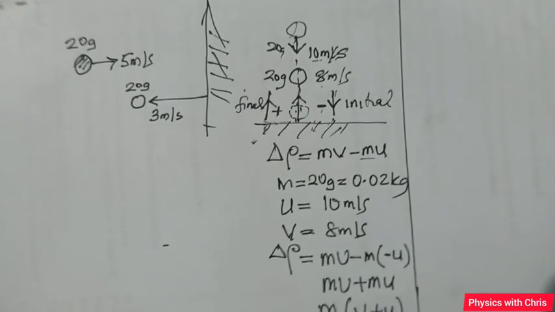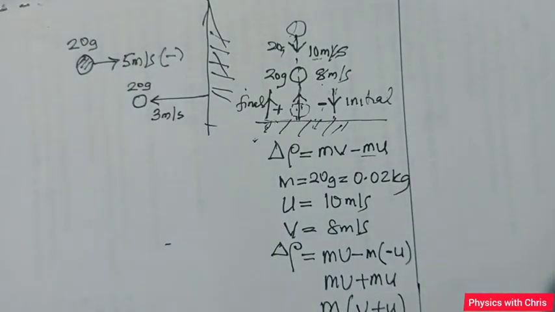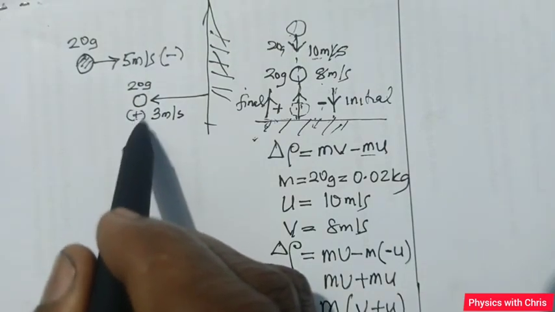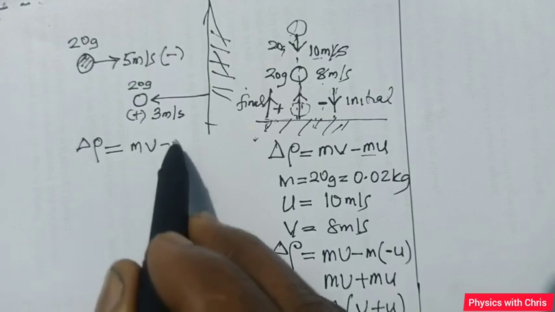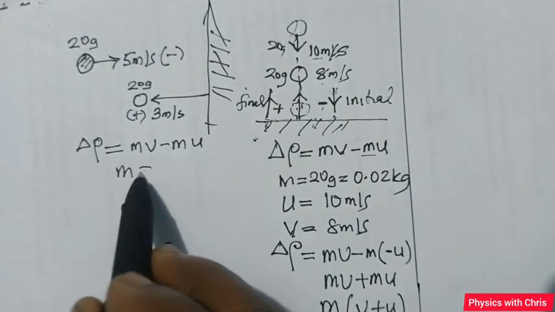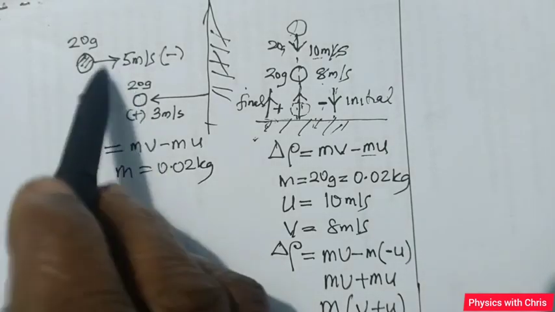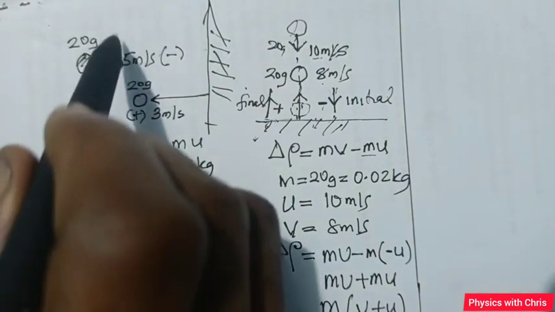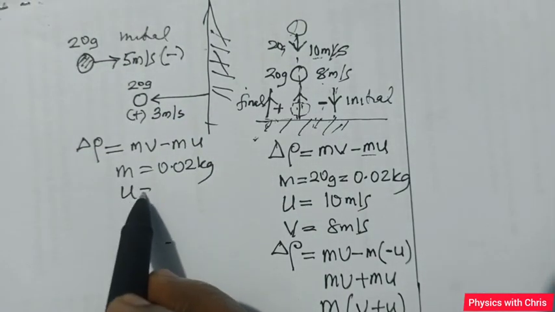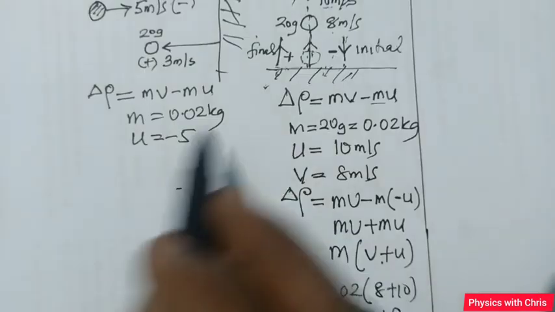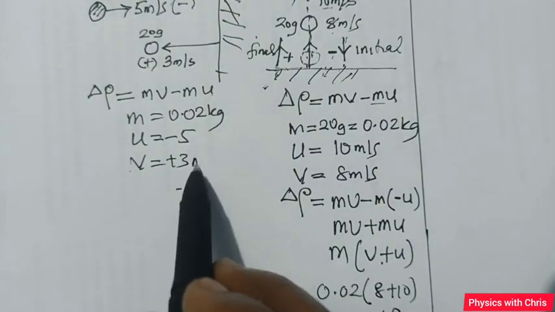The same thing applies to this other case too. You have to show it by using the signs. You can decide to give the direction towards the wall a negative sign and the direction away a positive sign, so that the momentum change in this case is also mv minus mu. The mass of the body is 0.02 kilogram. The initial velocity, direction towards the wall, I can give a negative sign. That gives me u equals minus 5. And then my v is plus 3, because it is the direction away from the wall, meters per second.